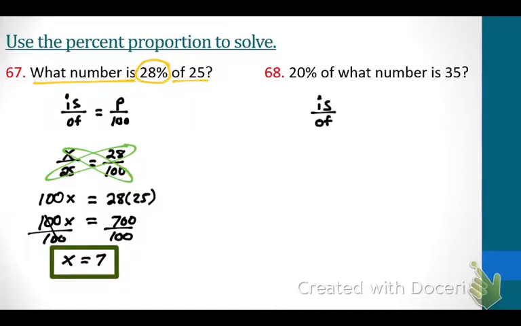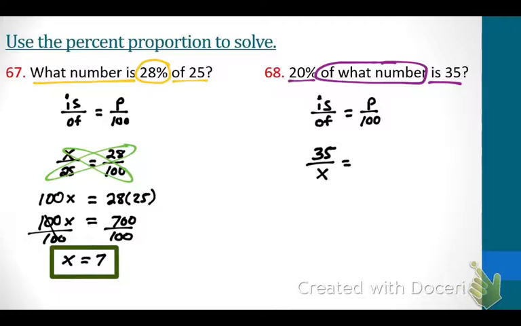All right, Zion, we know that the equation we're using is is over of equals P over 100. Tell me what to underline and circle. We're just working from left to right, so 20%. Of what number? 35. Very good. What's my is? 35. What's my of? We don't know it, so we'll put an X. What's my P? 20%. Okay, so we're going to say 20 over 100.